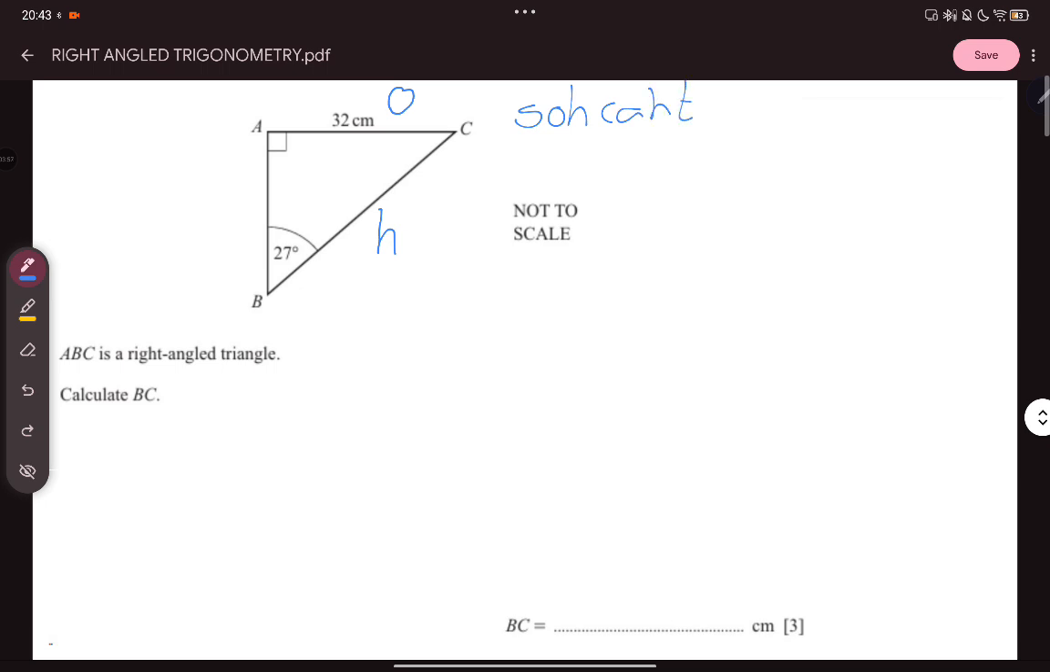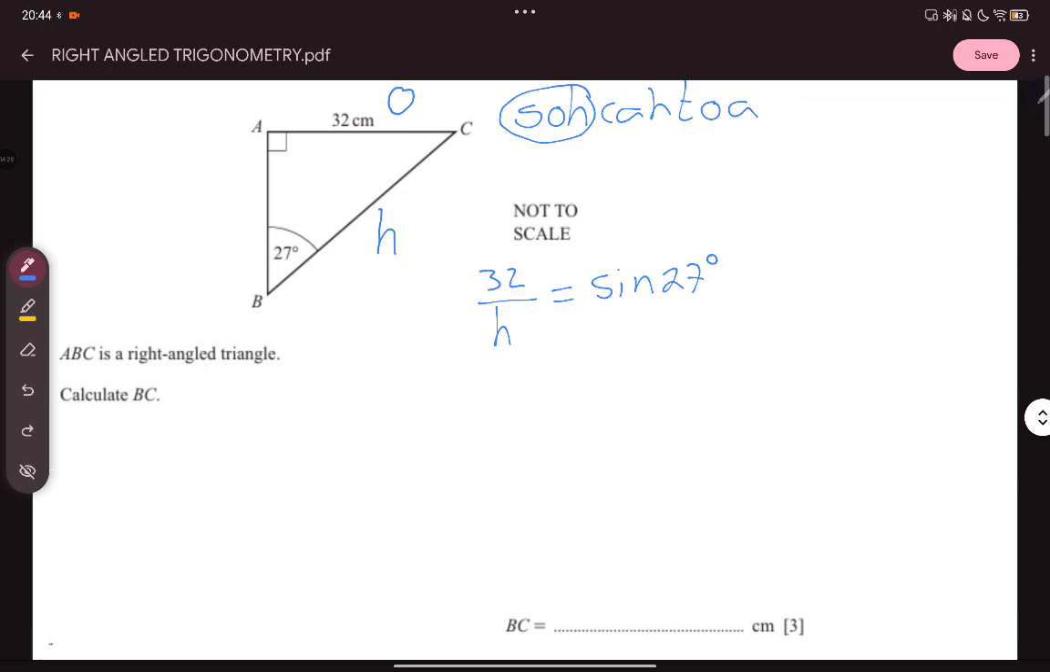So decide whether you are using sine, cosine, or tan by your SOHCAHTOA. O and H are the two sides that we're interested in. So O and H is sine. And remembering it's O divided by H. So O, they actually tell us, is 32. Divide by, well, H they don't tell us, so I'll just call it H. So O divided by H equals sine of the angle, sine 27 degrees.